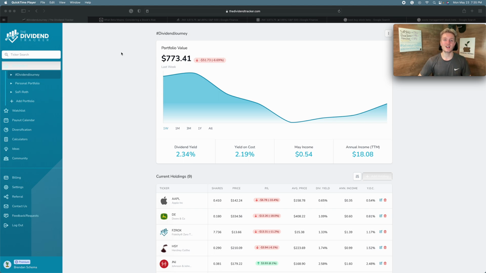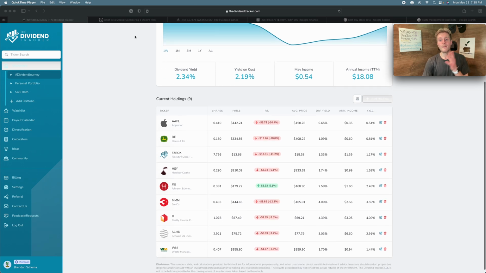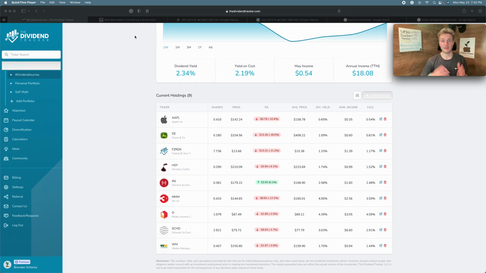So let's go ahead and talk about beta super quick, and I will get you guys on your merry way. So what is beta? Why do we care about it? Let's go ahead and visualize it. All of those things we're going to talk about right here, right now. My portfolio here on the Dividend Journey has a relatively low beta. Why do I have a low beta? Why do I care about beta?